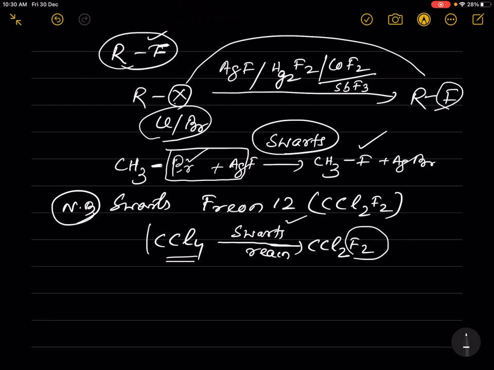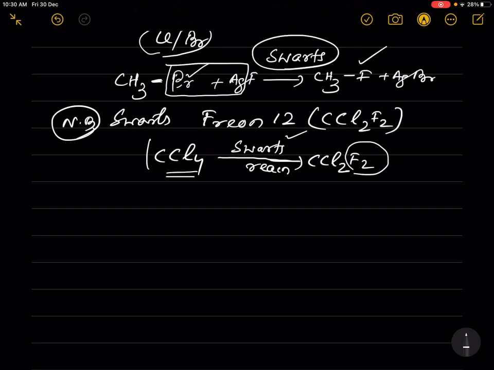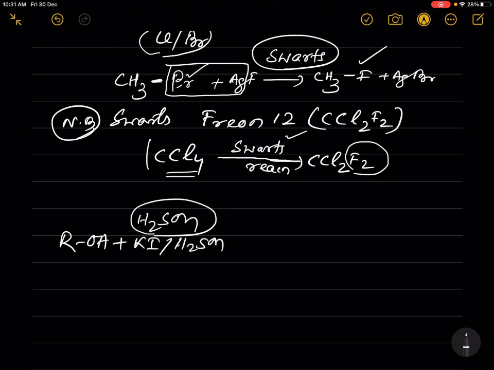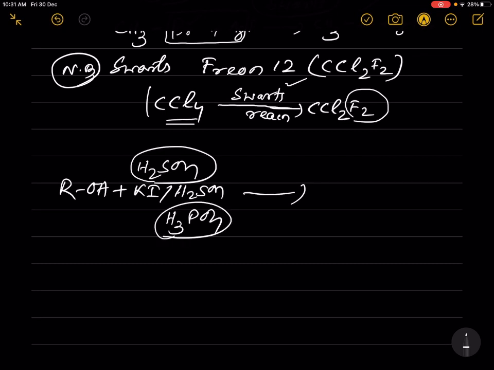One interesting question is there: why is sulfuric acid not used during the reaction of alcohols with KI? Sulfuric acid is not used during the reaction of alcohol with KI, but you use H3PO4, 95% phosphoric acid, but not H2SO4. Why? The reason is very simple.